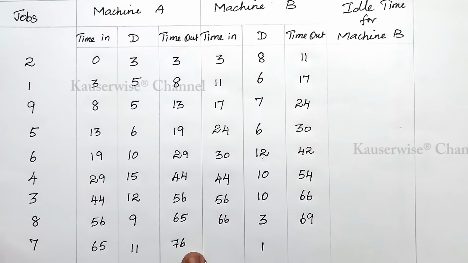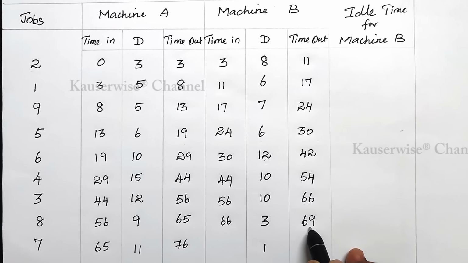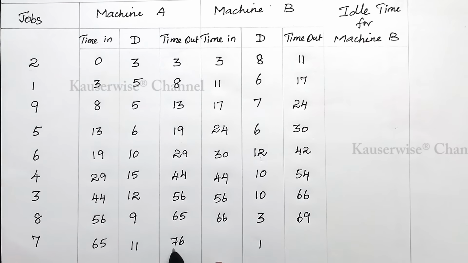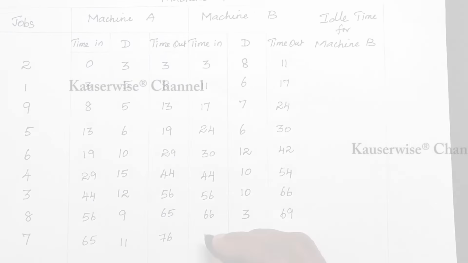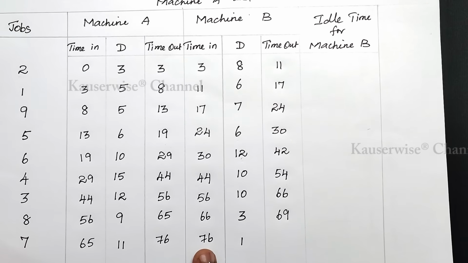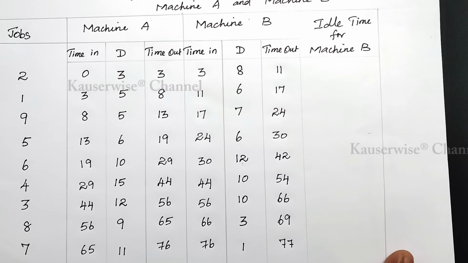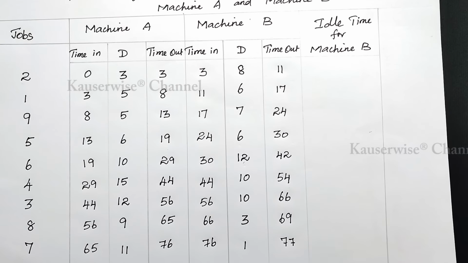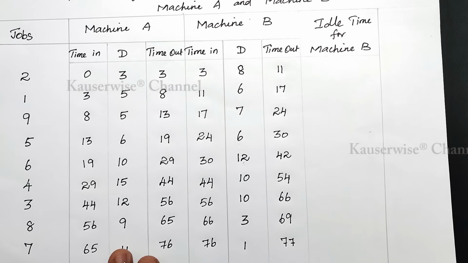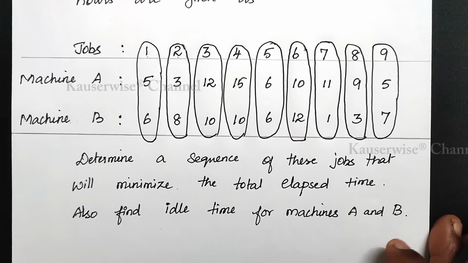So, in the same way for the next job, again we have to see the higher value. So, here the out time is 69, but for the next one, 76 is the greater value. So, enter 76 as in time for the next job. So, 76 plus 1, 77 is the out time. Now, we have completed in time and out time for machine A and machine B for all the jobs.